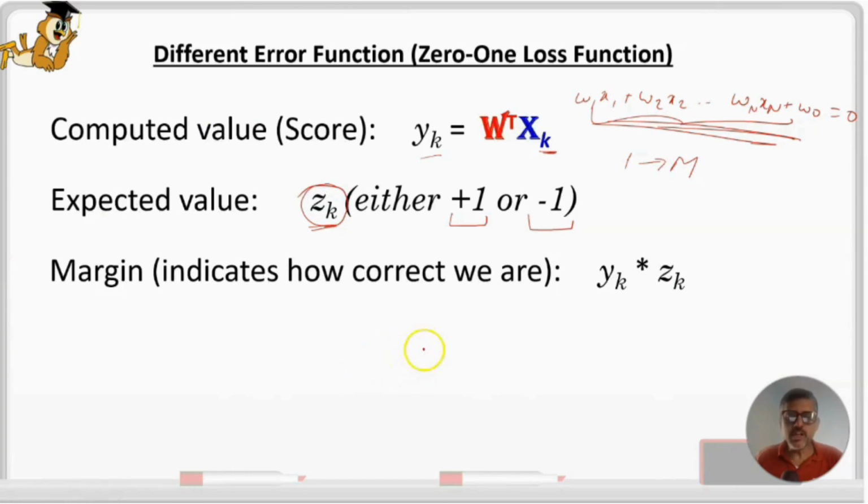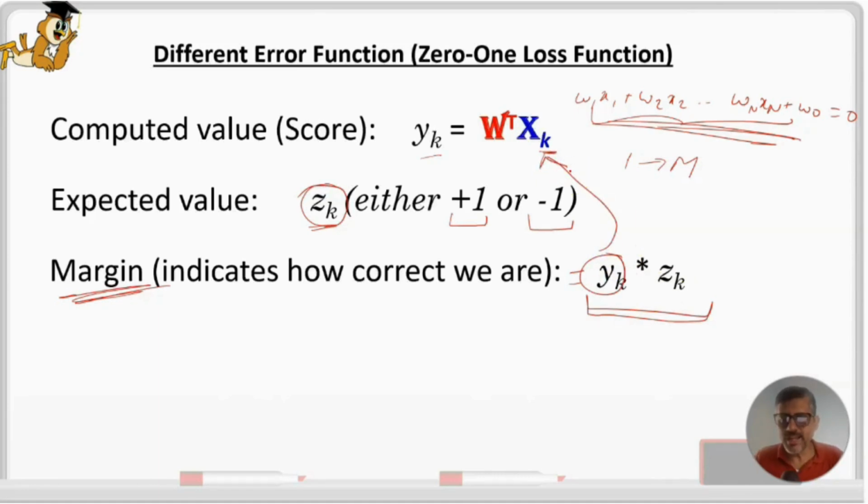Okay, we define a quantity called margin. This is often used terminology, and the margin essentially is a measure of how correct we are. It's defined as margin equal to yk multiplied by zk for the training point k. For each of the training points, therefore, we compute the margin, and it is yk multiplied by zk, where yk is this, right?